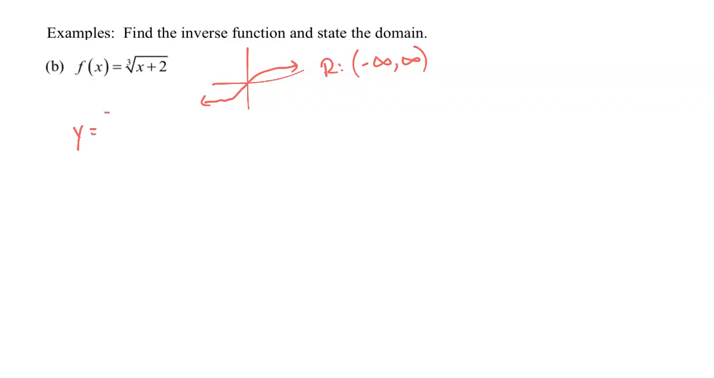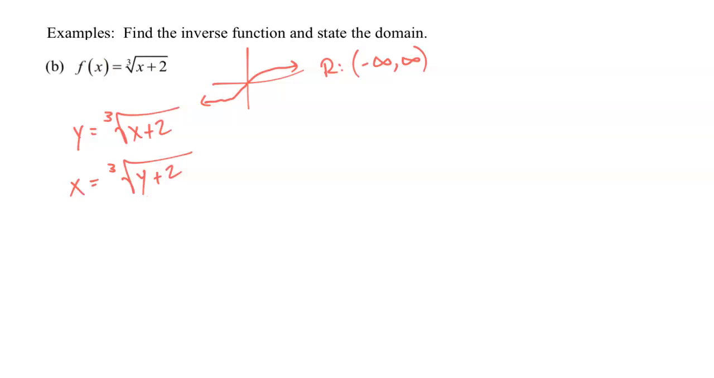And so if I start off just by rewriting this as y equals the cube root of x plus 2, I'm going to switch the x and the y, so x is equal to the cube root of y plus 2. Let me erase that and try a little better here. Instead of x, we're going to put y there, and then I'm just going to resolve for y.